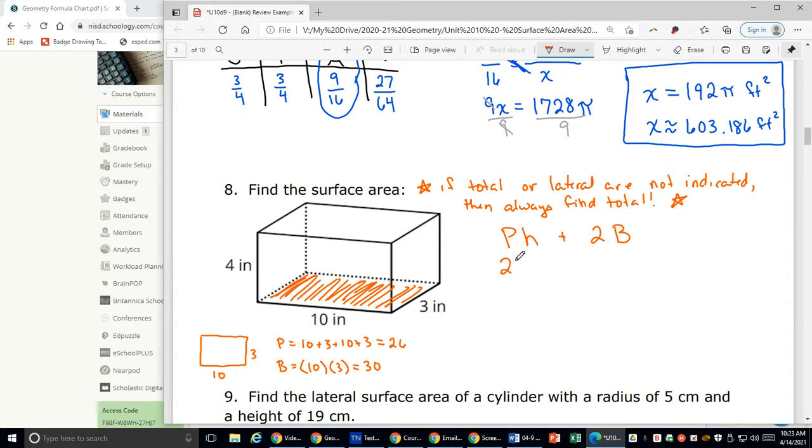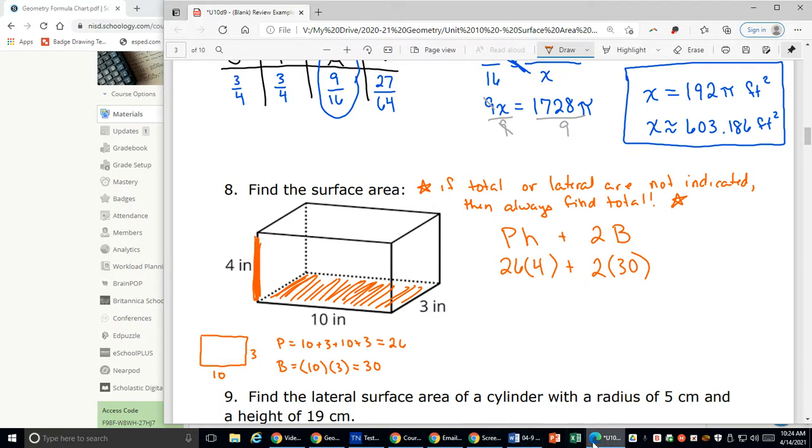All right, so now I can fill in my formula. The perimeter of the base is 26. The height is not the same height that I used when I did base times height. The height is how tall it is from one matching base to the other matching base. So the 4 is what I use as height in the main formula. Plus 2 bases, my base area is 30. And then I put an H in here when I should have put my height. What's my height? My height is 4.